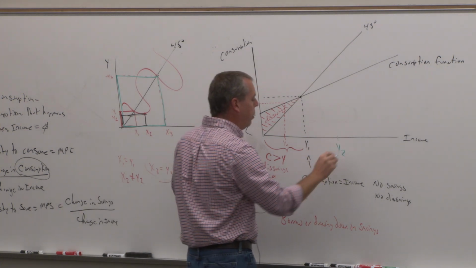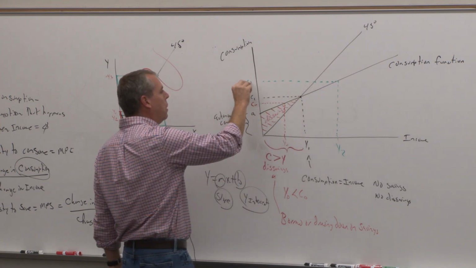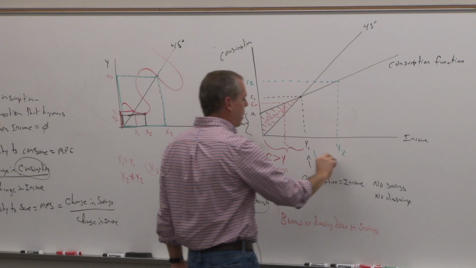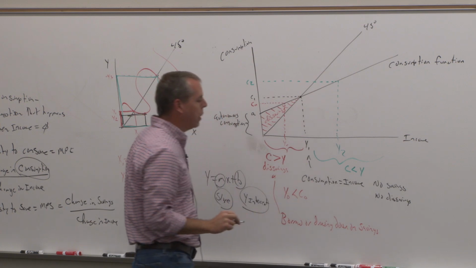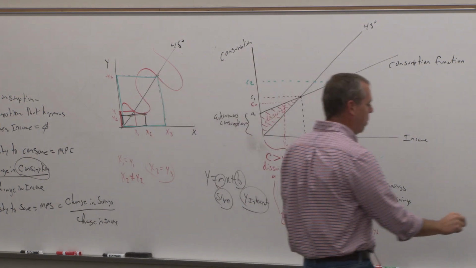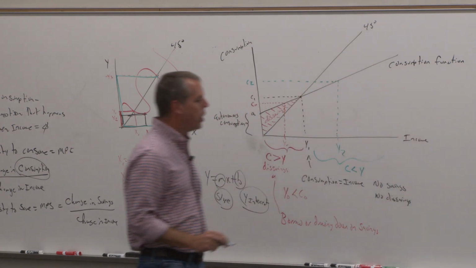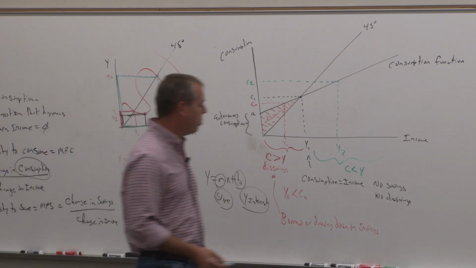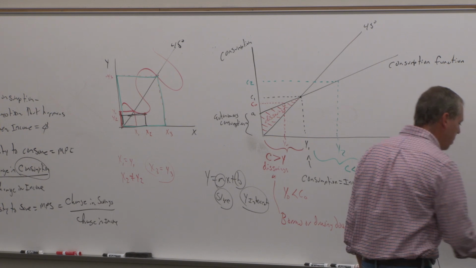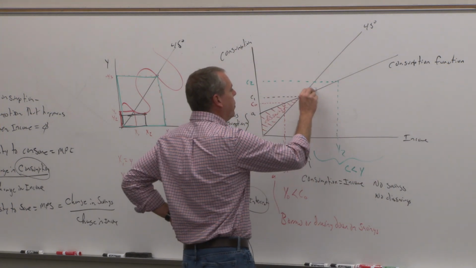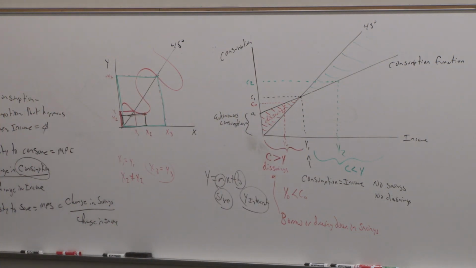Over here at, say, y2, it's the exact opposite. Here we see consumption is less than income, right? So at y2, income is larger than consumption. We have savings. And you can see what the size of that savings is going to be. This guy in here, right? As income goes up, this guy gets larger and larger and larger.